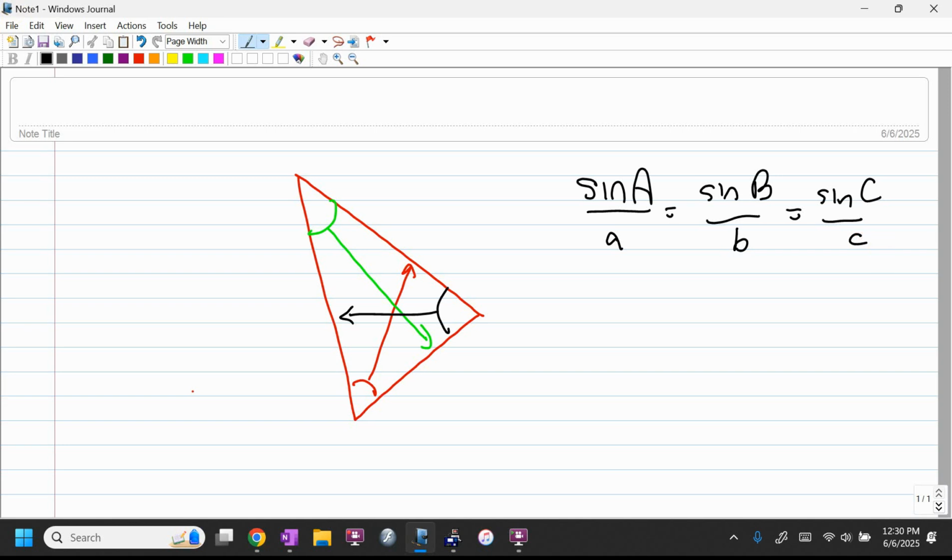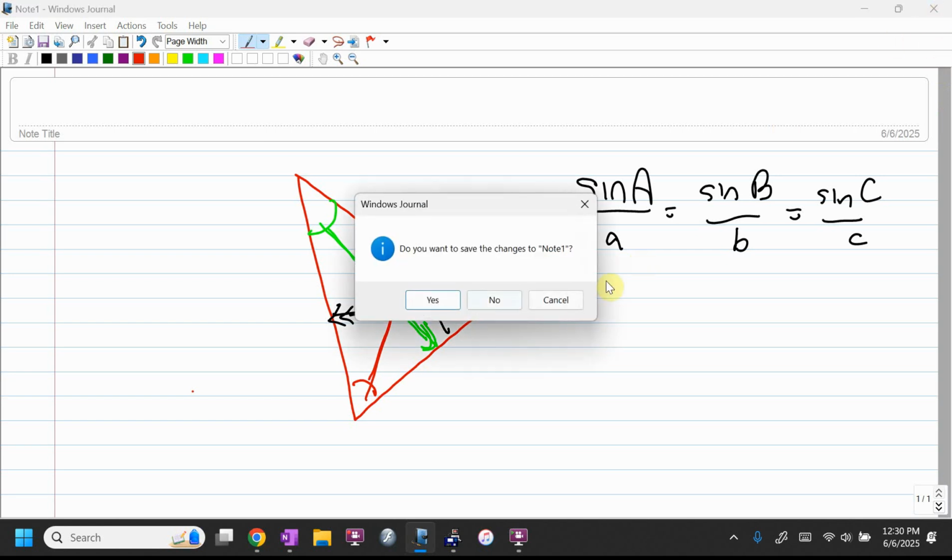We only use 2 at a time. What I want you to notice is what we're really saying is the angle and the one across from it. The angle and the one across from it. The angle and the one across from it. That's your pair. That's the sine law. It is on the back page of your formula sheet as well.